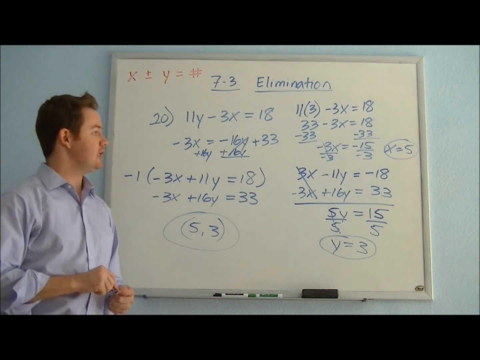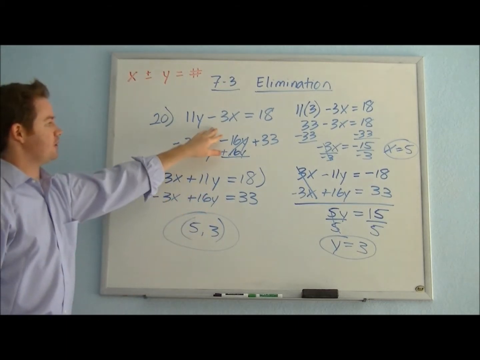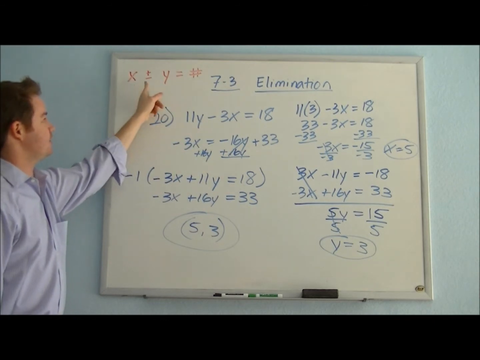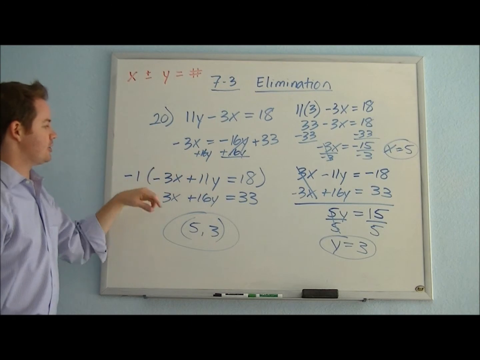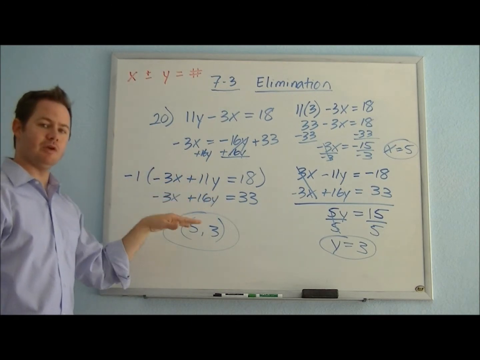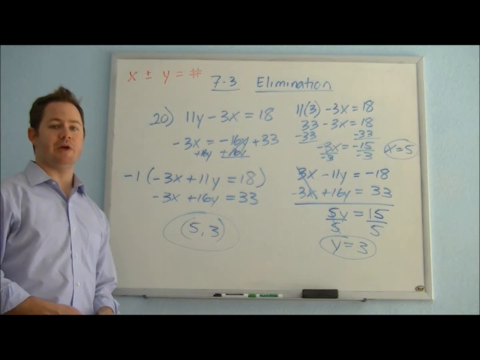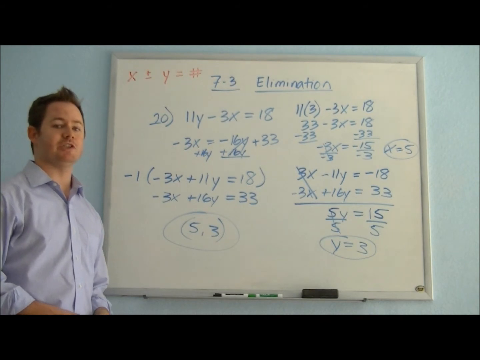And really the key to notice there is that when you have an equation that's not written with an x term, a y term equals a number, we want to rearrange the equation so that it's in that form to allow us to set it up the way that we're used to seeing our elimination questions written.